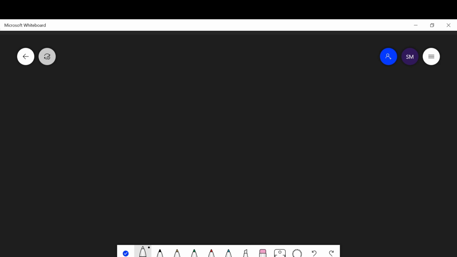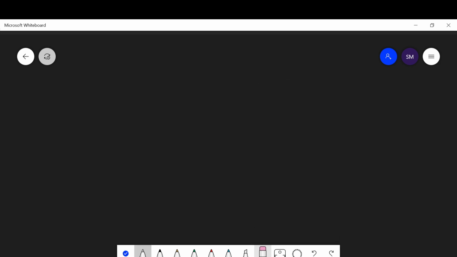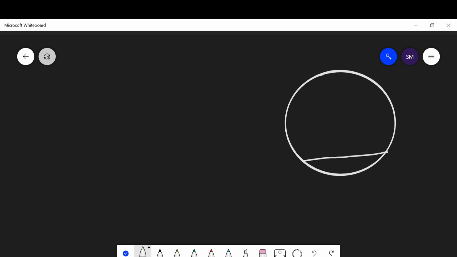Here the theorem says that the sum of either pair of opposite angles of a cyclic quadrilateral is 180 degrees. Suppose C is the circle here, and ABCD is a cyclic quadrilateral inscribed in the circle. This is not a perfect figure. Let us draw a perfect figure. Suppose C is the circle and ABCD is a quadrilateral inscribed in the circle.